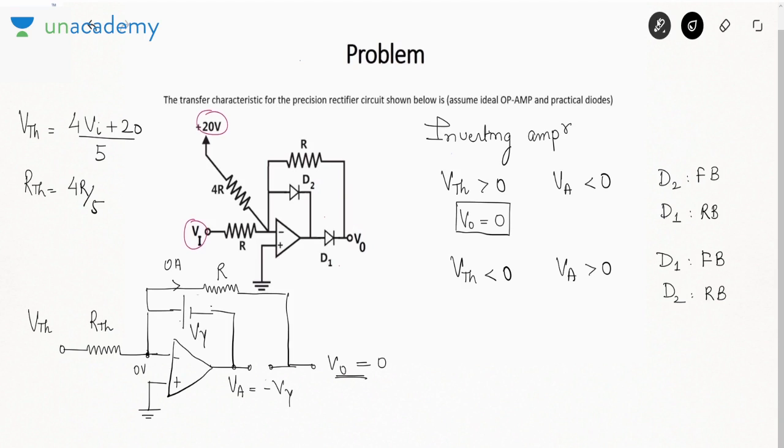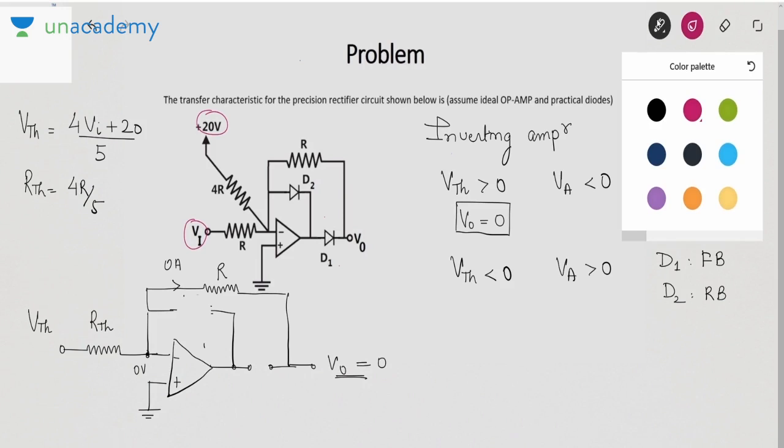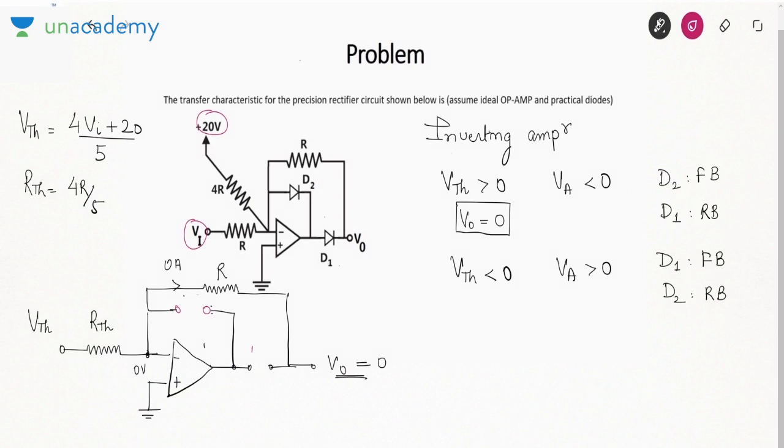Okay. In the second case, D1 is forward and D2 is reverse. If D1 is forward and D2 is reverse, I will replace it by open circuit and this will be V gamma. Now this feedback path is completed. If this feedback path is completed, what is the current here? VTH by RTH. So the current in the resistance R will not be 0 ampere. It will be VTH over RTH.